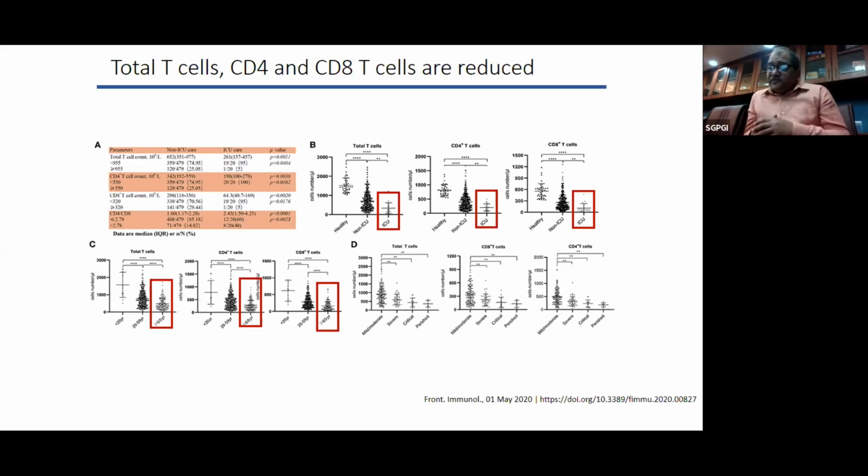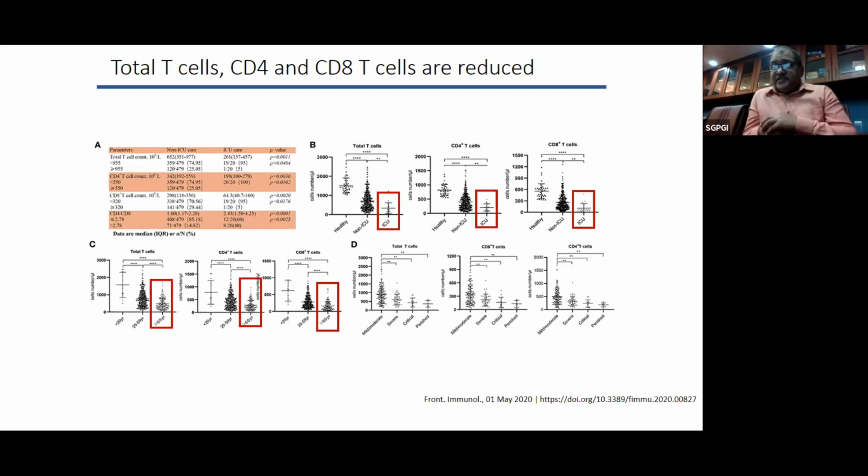There are other subsets of T cells called T follicular helper cells, which provide help to the B cell in causing these B cells to become a plasma cell and to secrete antibodies. I'll come to that later on.